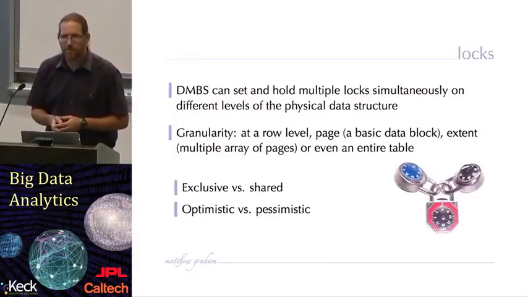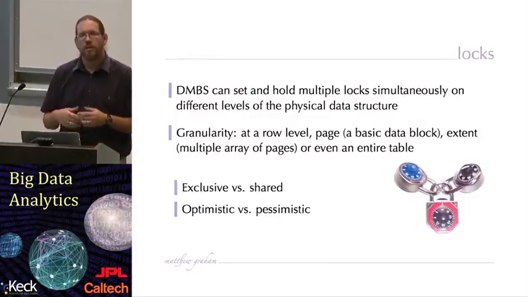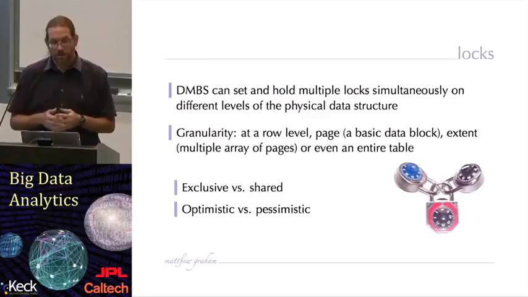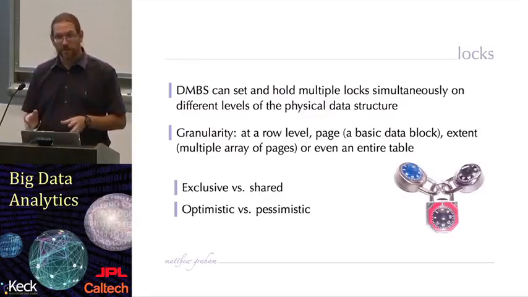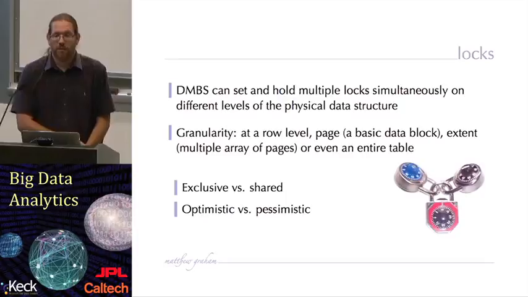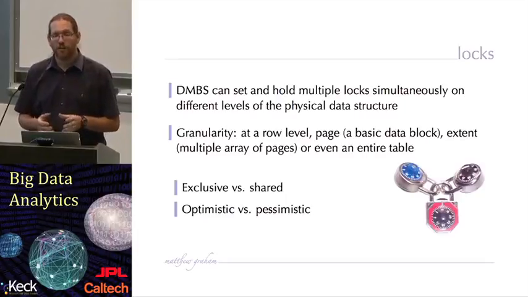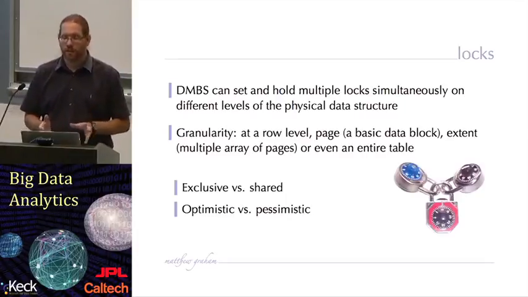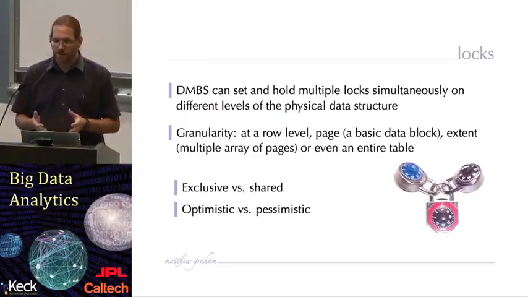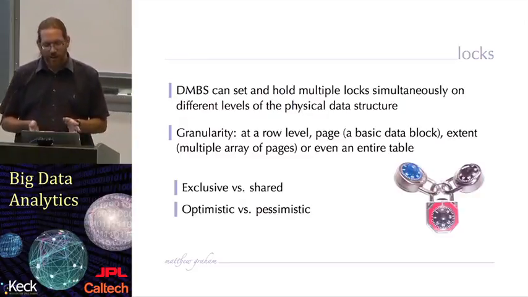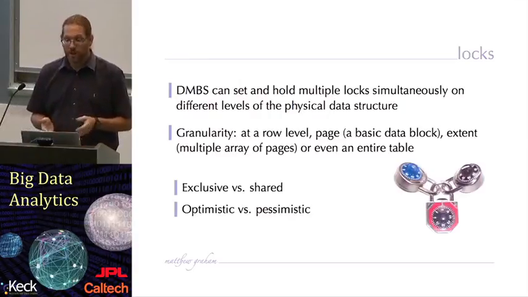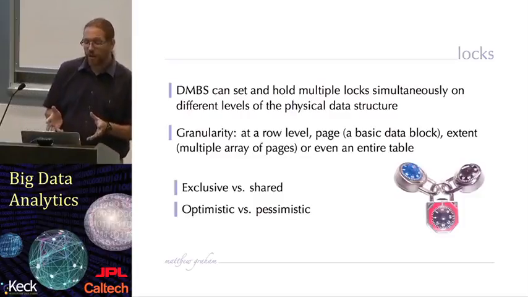Locks, just previously mentioned: the database management system can set and hold multiple locks simultaneously on different levels of the physical data structure. One of the advantages of a DBMS is that it allows you to control the access or the operations on different individual pieces of data or groups of data in ways that are sensible. There's multiple granularity. For example, at a row level within a table, you could lock that, a basic data block, a page, a whole set of pages, or even an entire table.